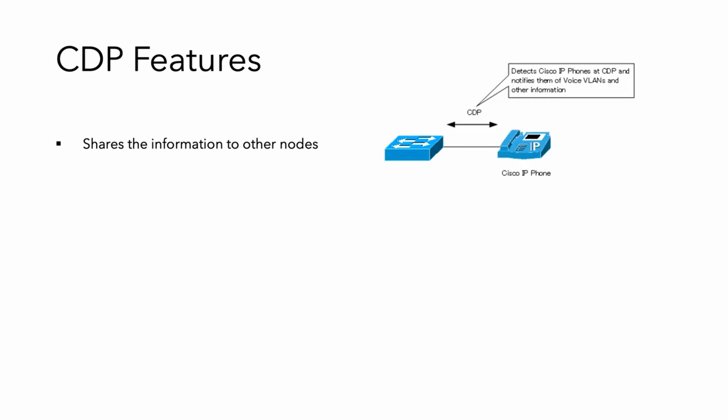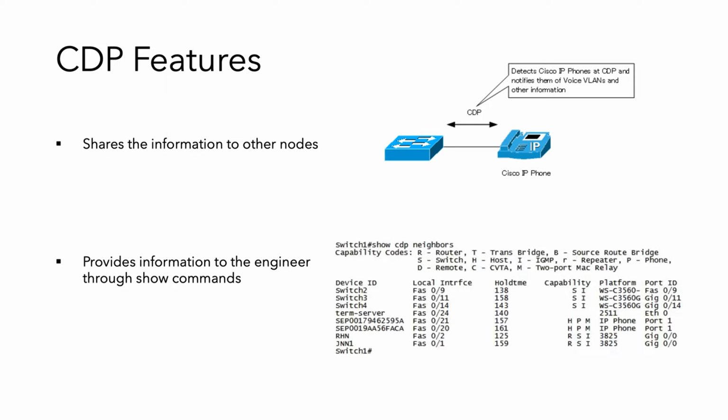CDP offers two important features. First, it shares information with other nodes. For example, Cisco IP phones use CDP to learn the data and voice VLAN IDs as configured on the switch. It also provides information to the engineer through show commands. These commands give you information about the neighboring devices and share information on CDP operation.